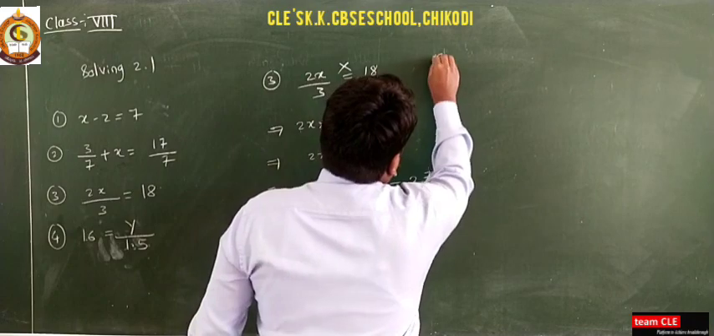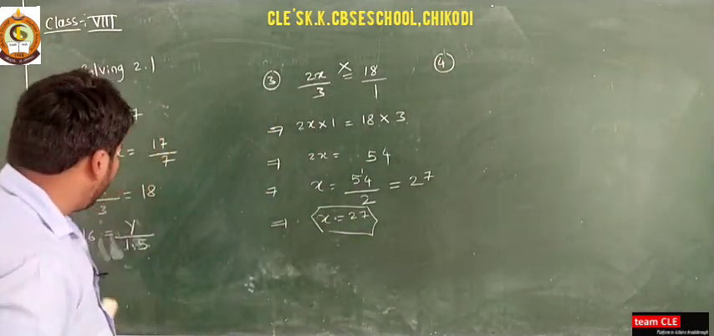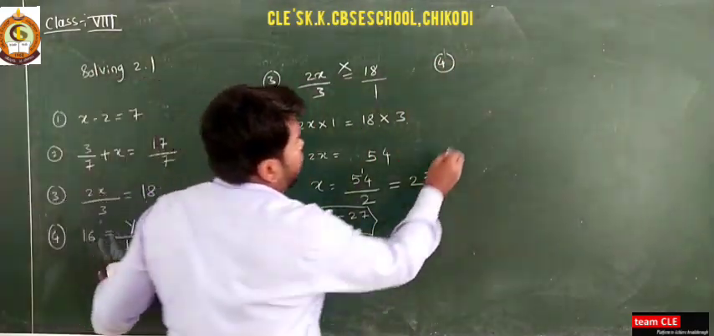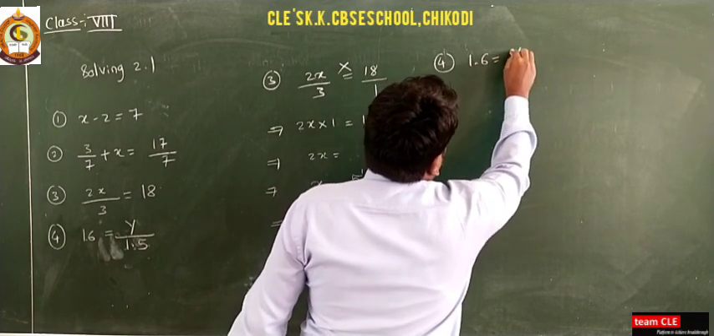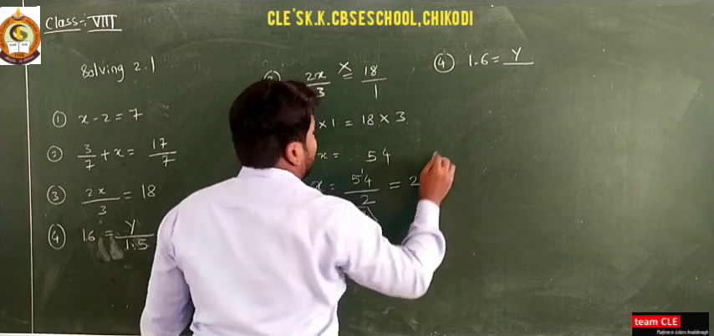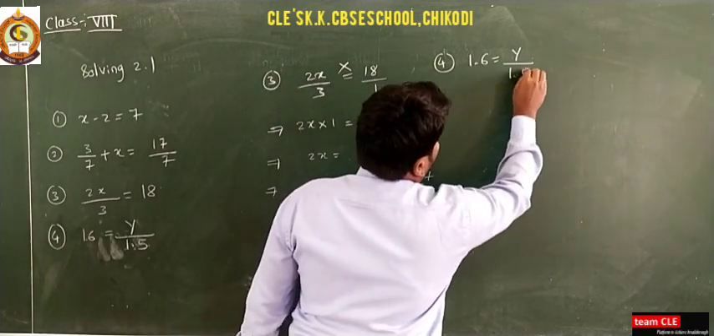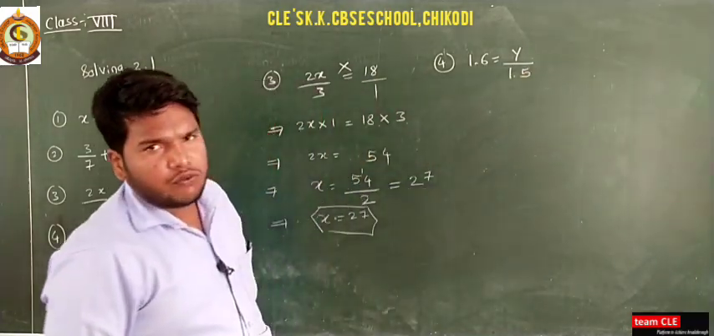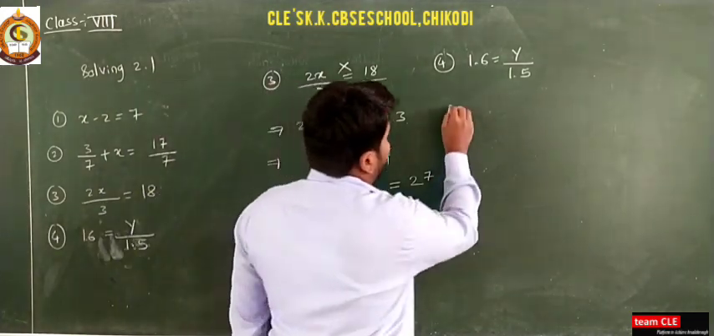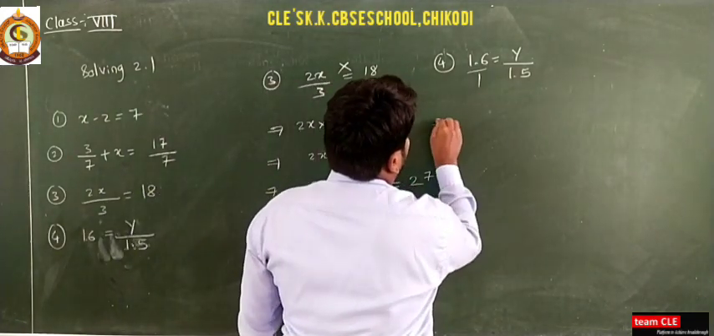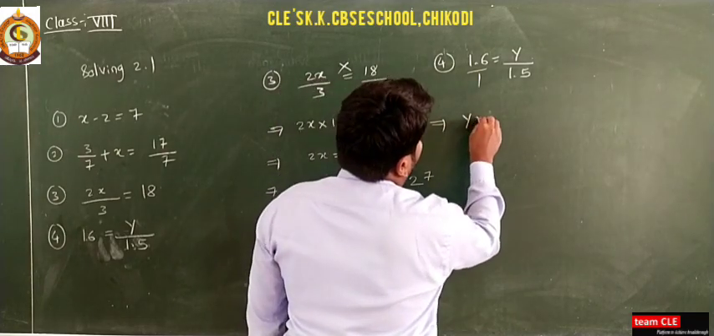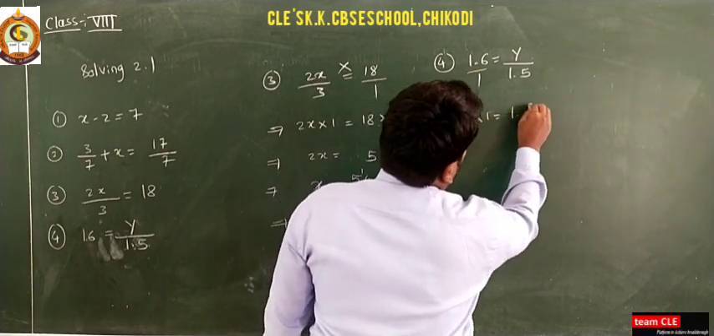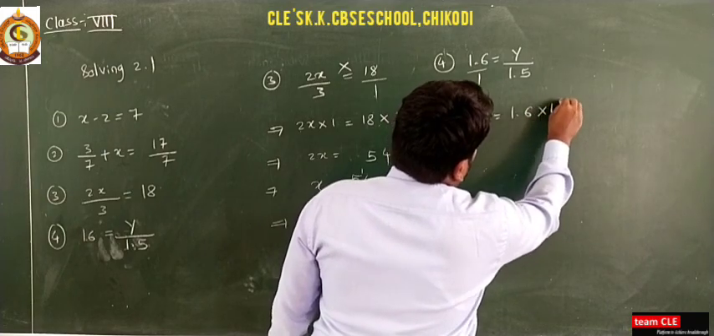Fourth one, that is the last problem from your exercise that I am going to solve, that is 1.6 is equal to y divided by 1.5. So again it is cross multiplication. You take 1 here, as 1 is hidden. So again y into 1 is equal to 1.6 into 1.5.